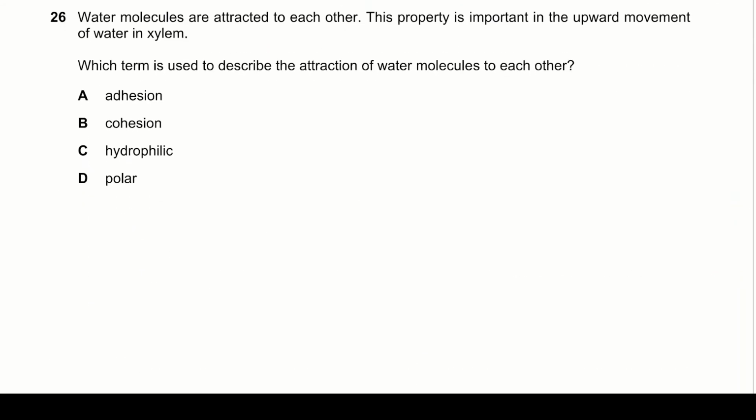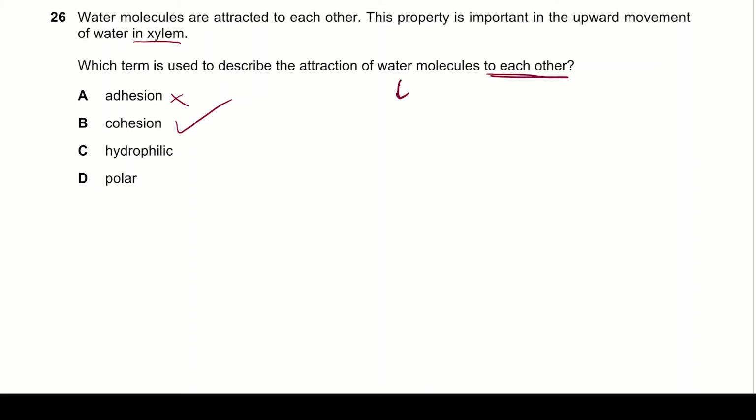26. Water molecules are attracted to each other. This property is important in the upward movement of water in the xylem. Which term is used to describe the attraction of water molecules to each other? First of all, A, it says adhesion. Adhesion is incorrect because here it says water molecules to each other. Adhesion is when water molecules are attracted to cellulose due to its hydrophilic properties and form hydrogen bonds with it. B, cohesion. Cohesion is definitely correct. Cohesion is the attraction of water molecules to each other because they form hydrogen bonds with each other.